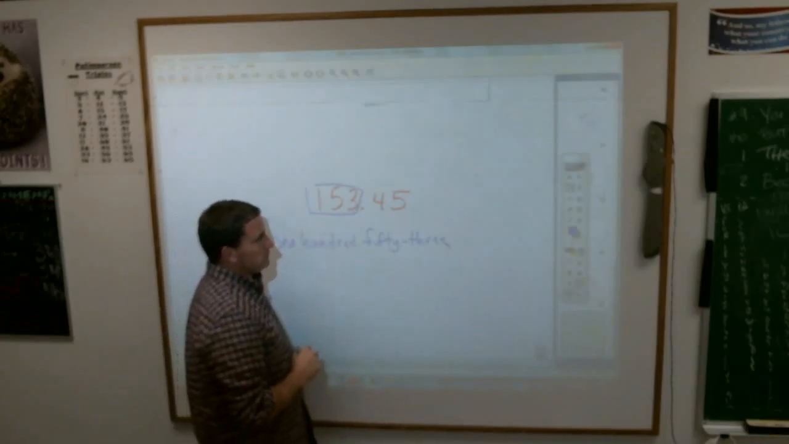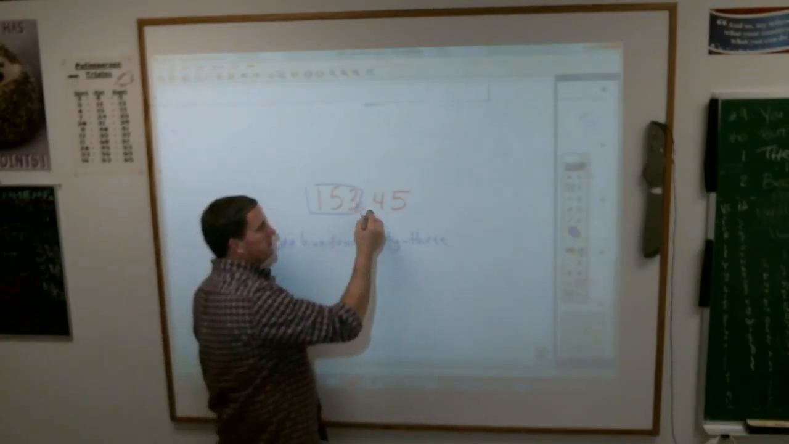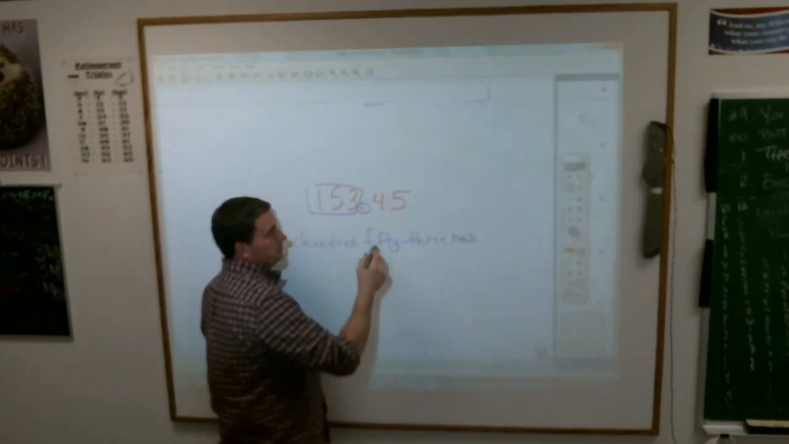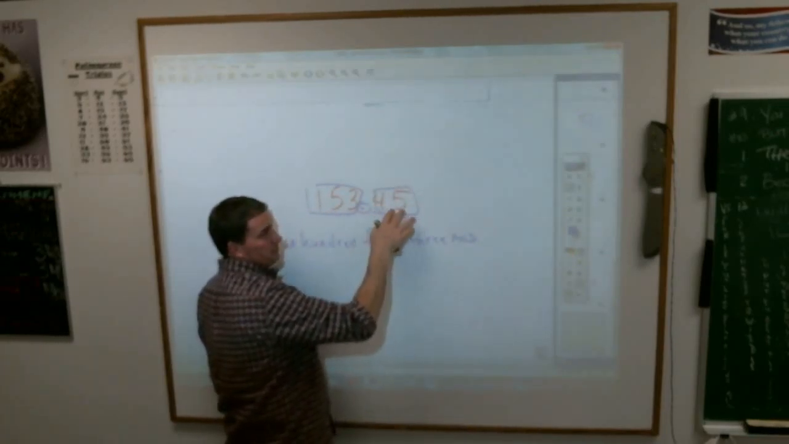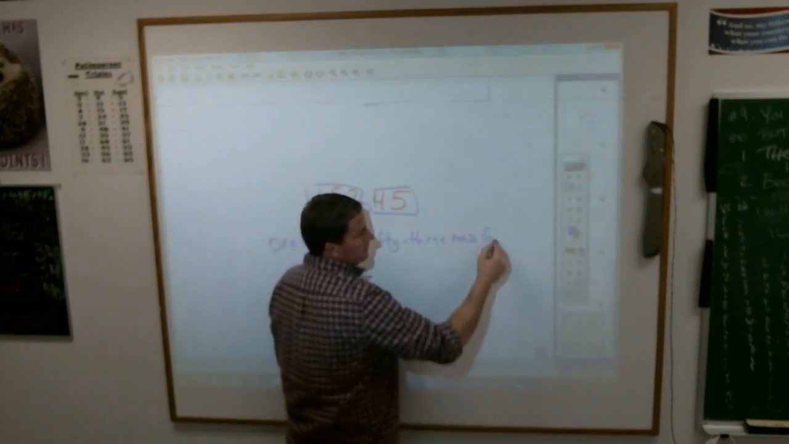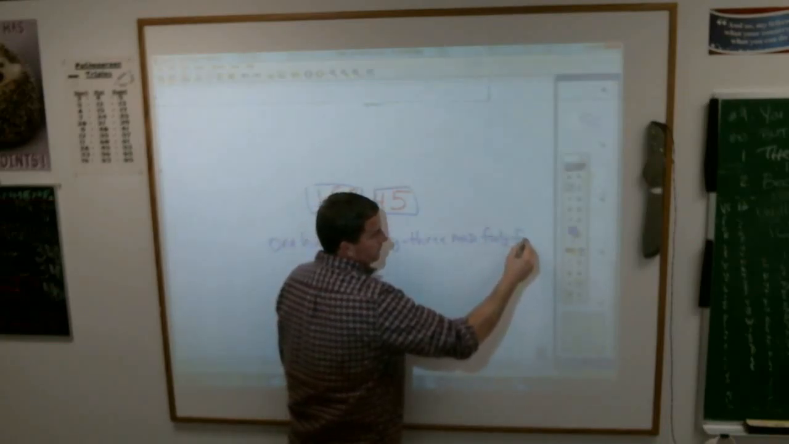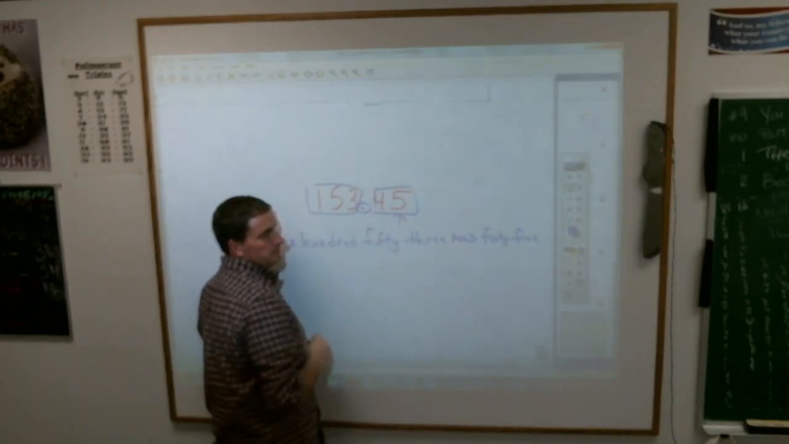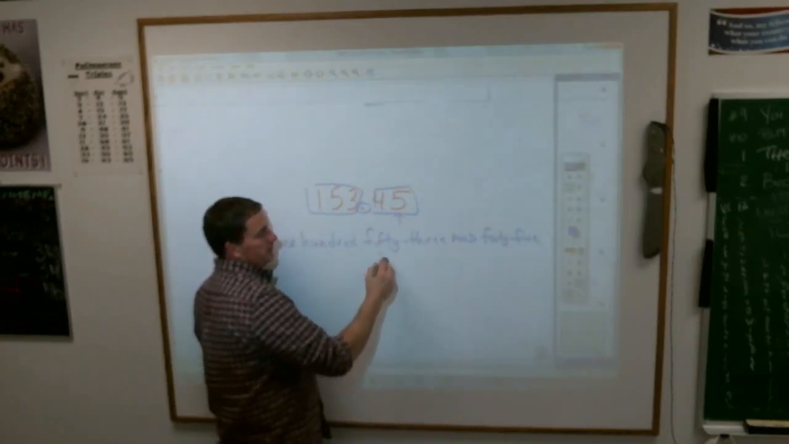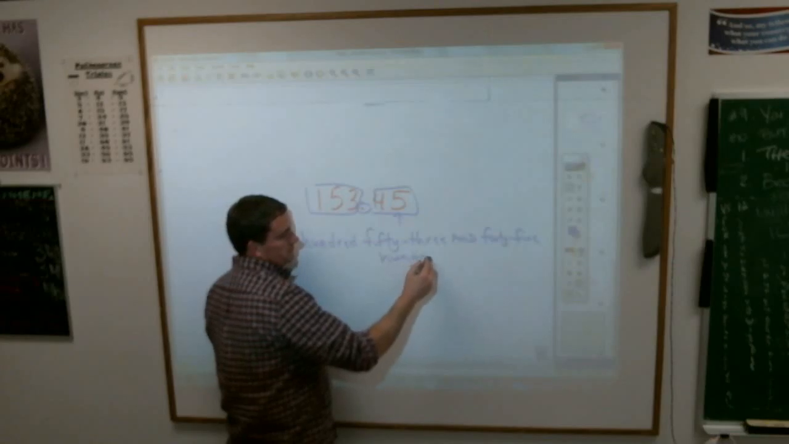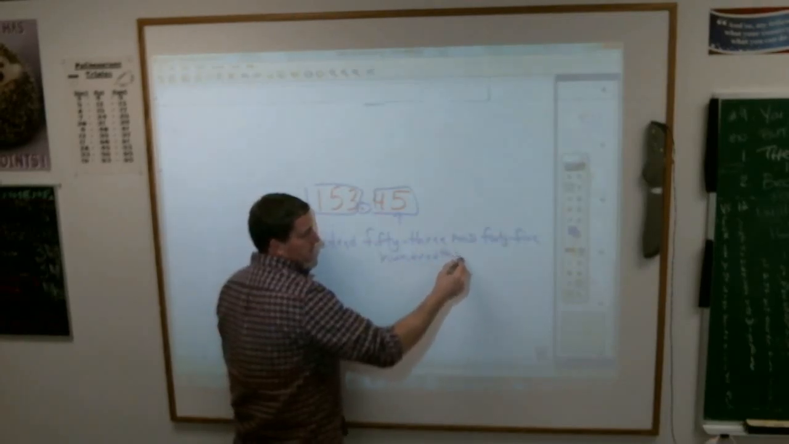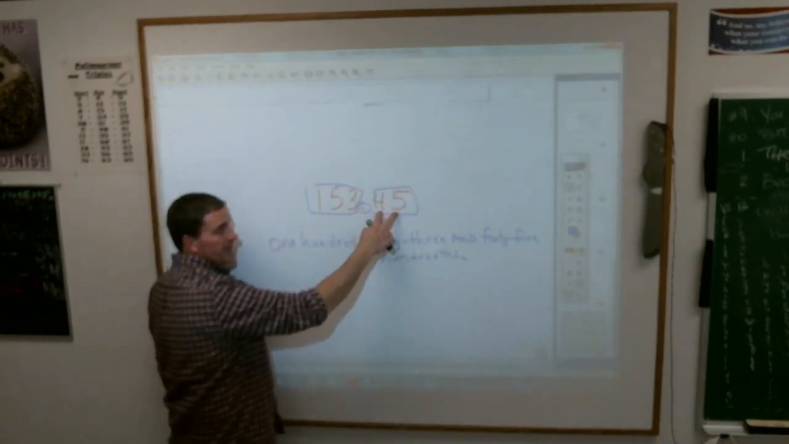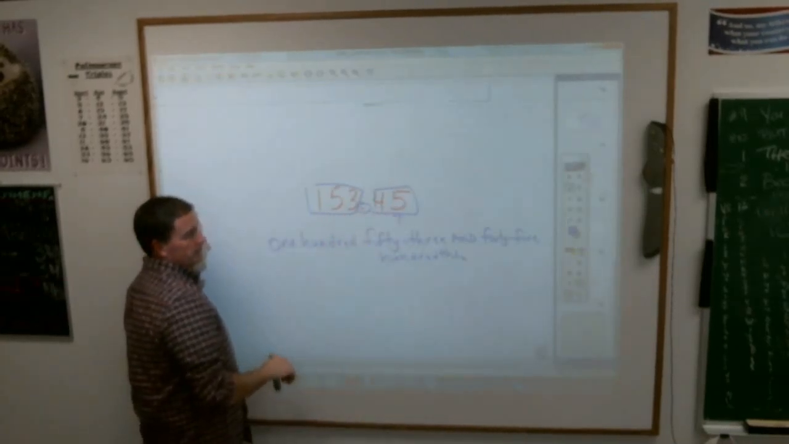And 45 hundredths. Exactly. The decimal point is the word "and." Then you say the number after the decimal, which is just 45. And then whatever place that last digit is in, that's what you say at the end. Hundredths place. 153 and 45, this is in the hundredths place, 45 hundredths.